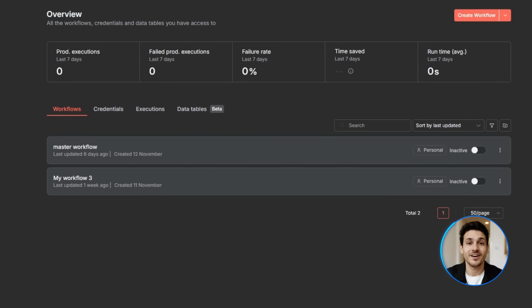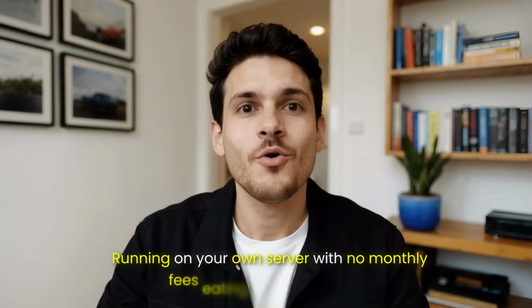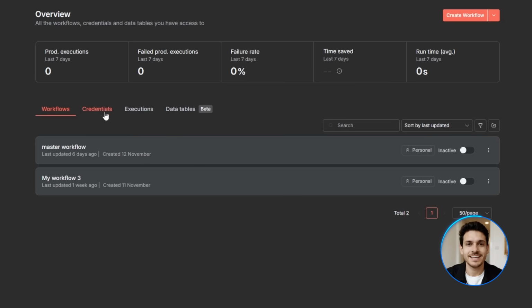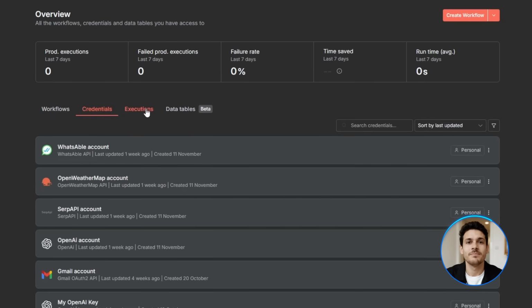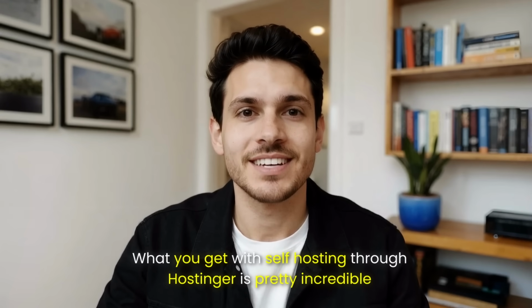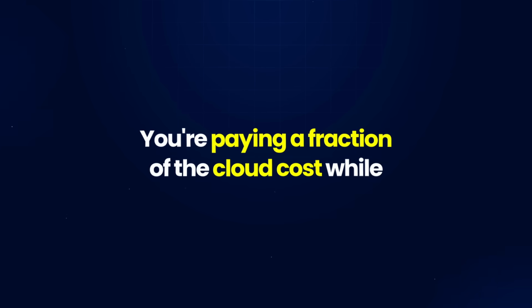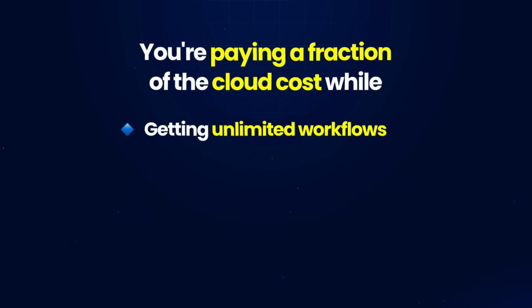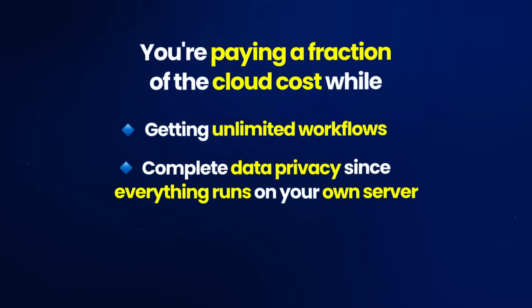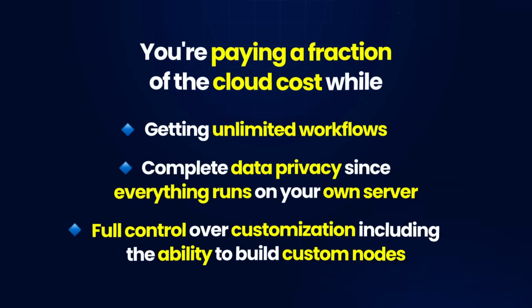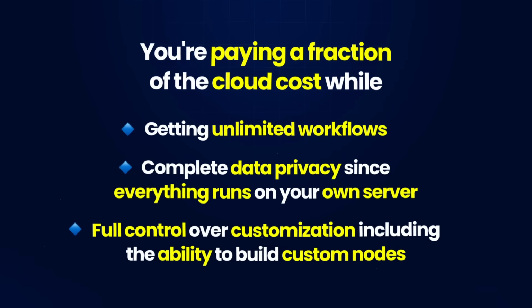And just like that, you now have access to the same powerful automation platform that companies pay hundreds of dollars for, running on your own server with no monthly fees eating into your budget. Take a second to look around the interface. It's clean, easy to understand, and honestly, one of the best designed automation tools I've used. What you get with self-hosting through Hostinger is pretty incredible. You're paying a fraction of the cloud cost while getting unlimited workflows, complete data privacy since everything runs on your own server, and full control over customization, including the ability to build custom nodes.